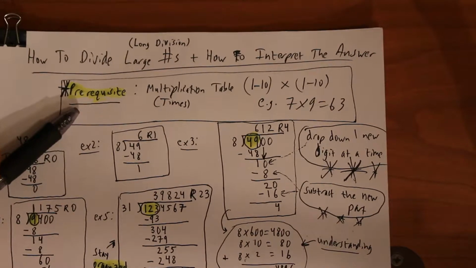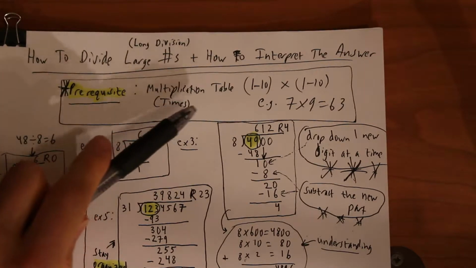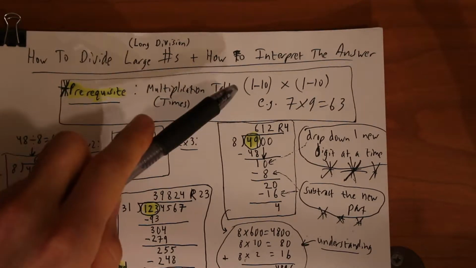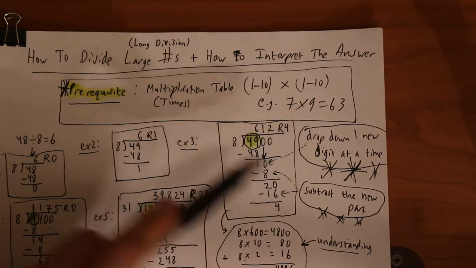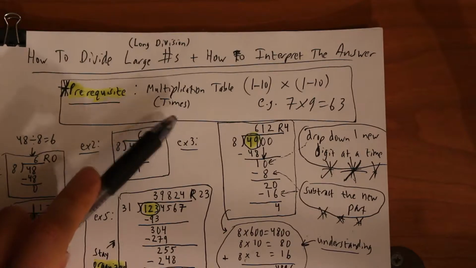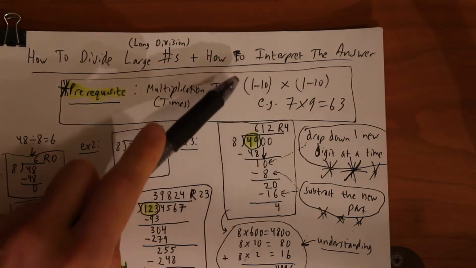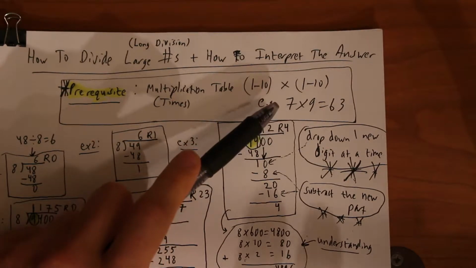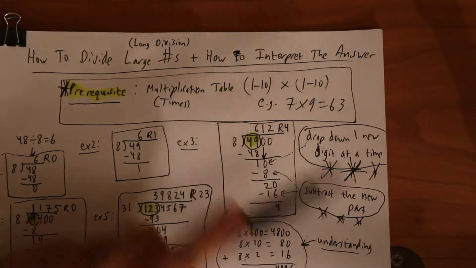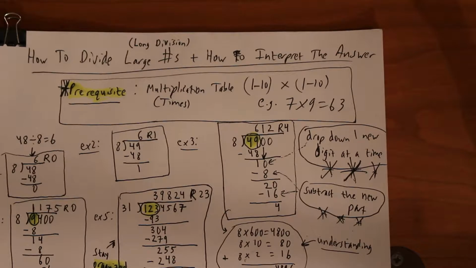First is the prerequisite. If you are not comfortable multiplying numbers from 1 through 10 by 1 through 10, such as 7 by 9, so basically your times table, you should be able to do any number from 1 through 10 by 1 through 10. If that's not the case, you're going to find this video too advanced and you won't be ready for it. So you may want to go back and review that. Alright, with that out of the way, let's jump in.